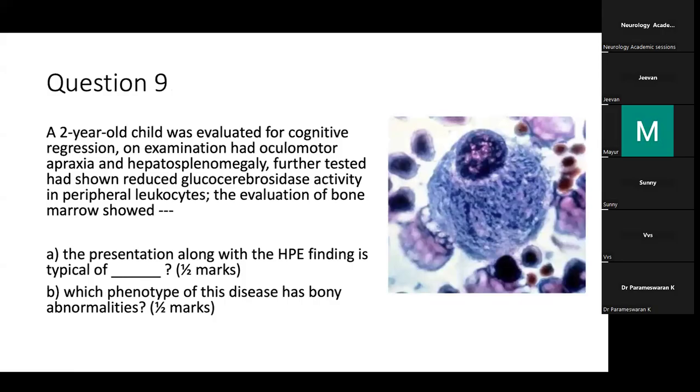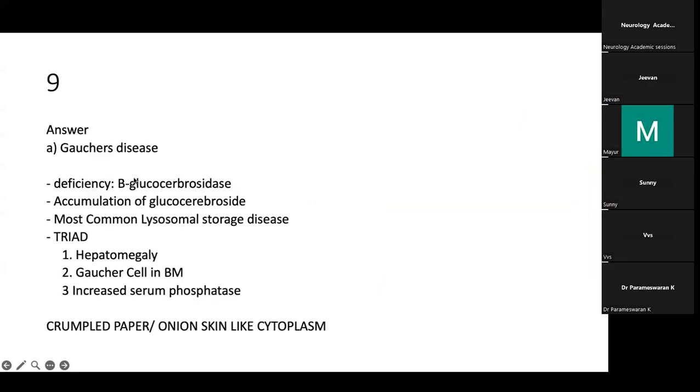Coming to question number 9, a 2-year-old child was evaluated with cognitive regression. On evaluation, he had low glucosylceramidase activity in peripheral leukocytes. The histopathological finding shown is typical of Gaucher's disease, in which deficiency of beta-glucosylceramidase is seen. This leads to accumulation of glucosylceramide.